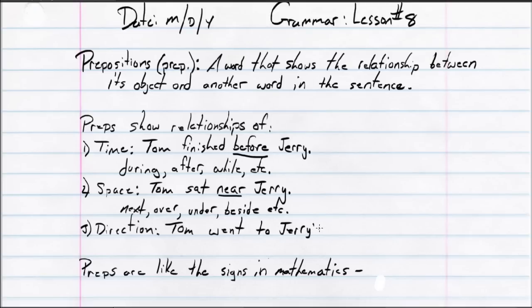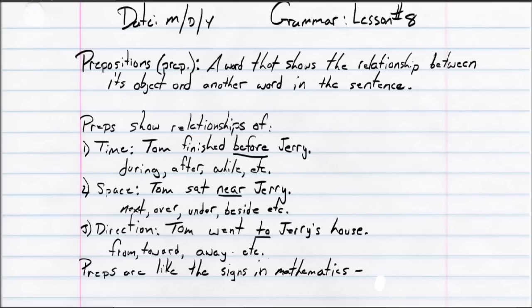Tom went to Jerry's house. All right. In this sentence, the word that is showing the direction of how Tom went is to. Let's put down from, toward, and let's see what else. Away. We'll put down etc. after that because we have lots of those additional ones as well.